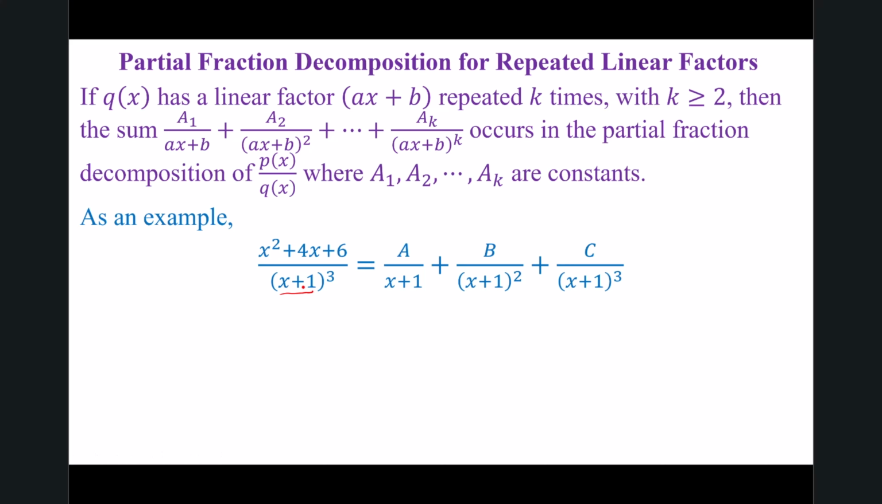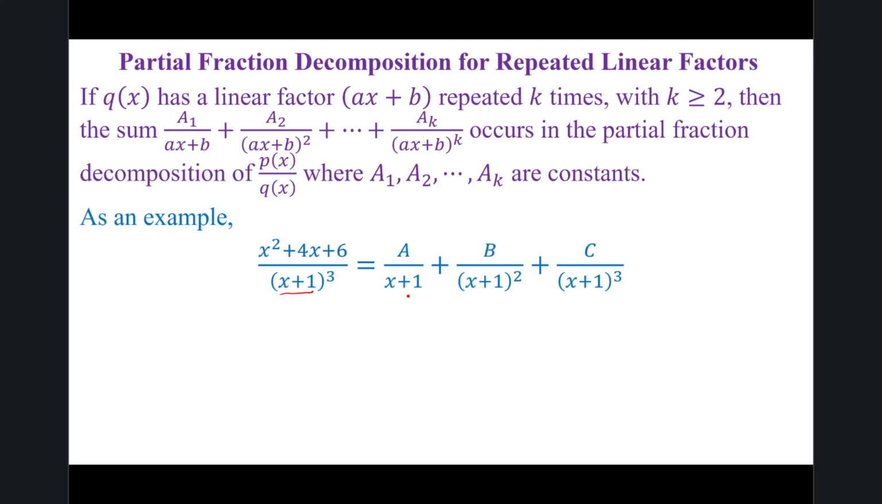So I'm going to break this into 3 fractions because it's repeated 3 times. It's to the 3rd power. So the first fraction will be A over x plus 1, the second fraction B over x plus 1 squared, and the third fraction C over x plus 1 cubed. A, B, and C are still going to be constants, so we can break this up into those 3 fractions.